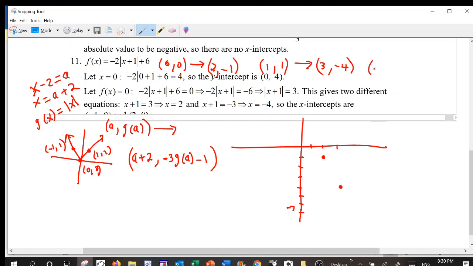And now, where is the other one? Negative 1, 1. Where does that go? Well, negative 1 plus 2 is 1. And negative 3 times 1 is negative 3, minus 1, negative 4. So here's 1 and negative 1, 2, 3, 4, and 1 right there. So this V shape is now over here, and we know the y-intercept was right there somewhere. And that's the graph, right?